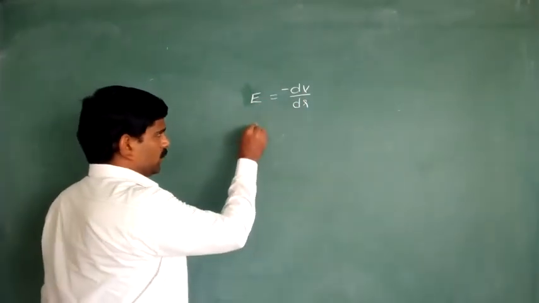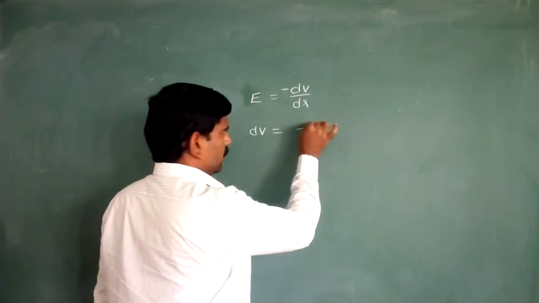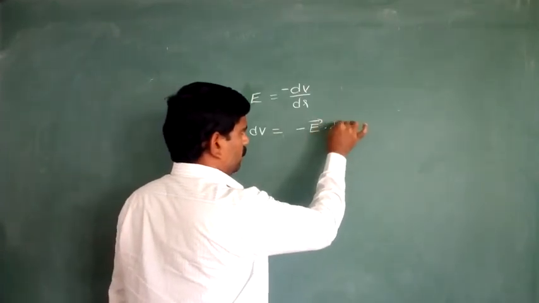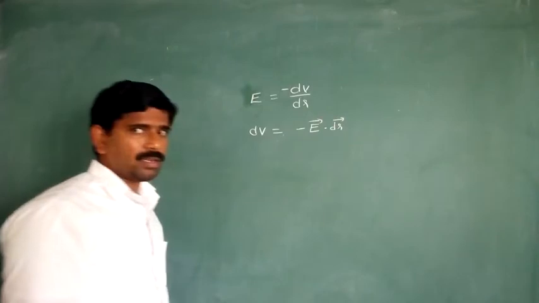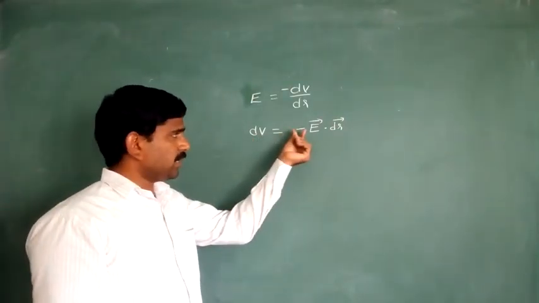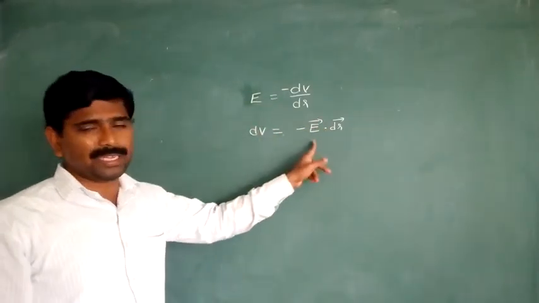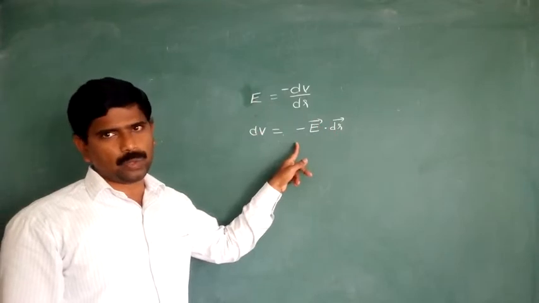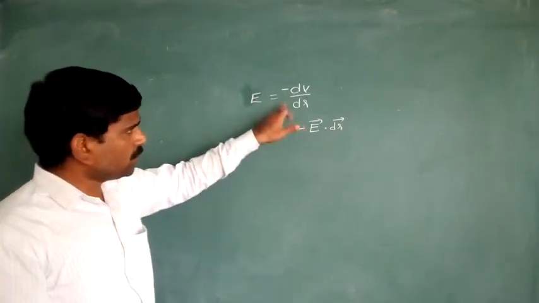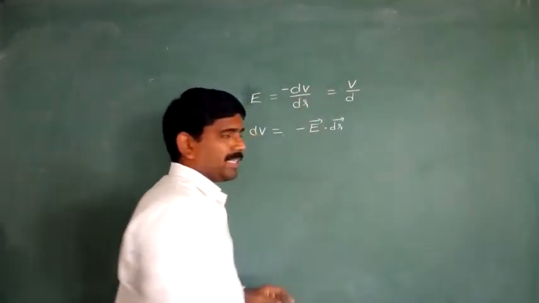So from this, dV is equal to minus E bar dot dr bar. This is the potential difference dV, equal to minus E bar dot dr bar. It is the same expression, and we are writing it in vector notation. This is the potential difference by distance.